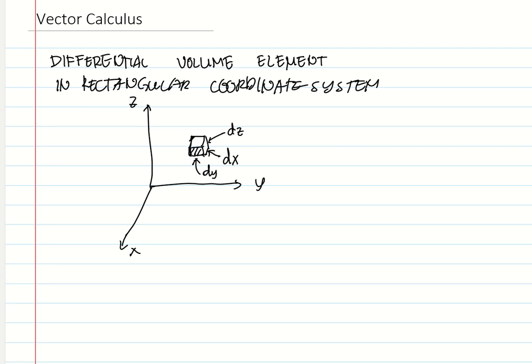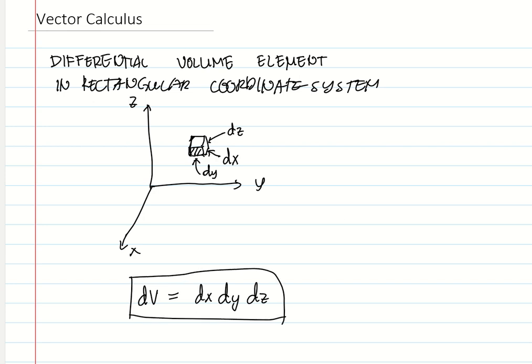And from geometry, we already know how to solve for the volume of a rectangular prism. That's just equal to length times width times height. Our length is dy, the width is dx, and the height is dz. So therefore, the differential volume now, dv, in rectangular coordinate system is just equal to the product of the sides. So this is just dx, dy, and dz. So this will be our formula for the differential volume in rectangular coordinate system.